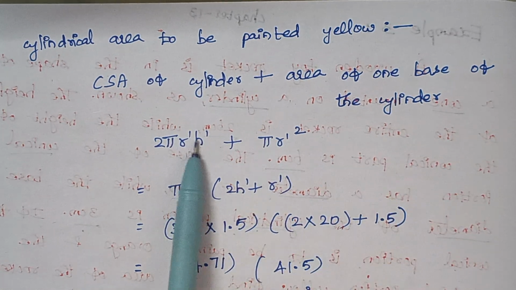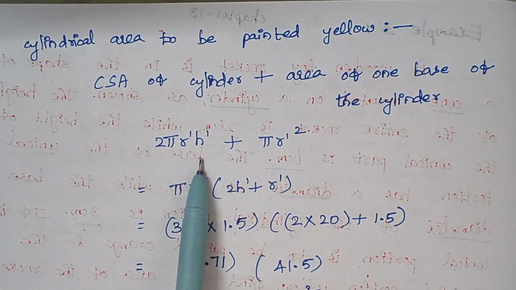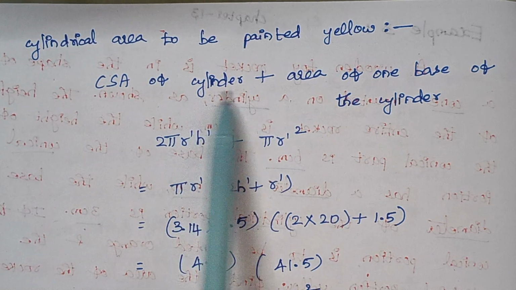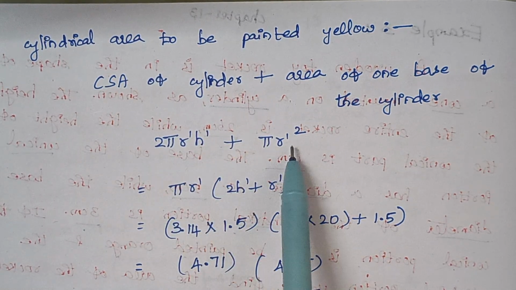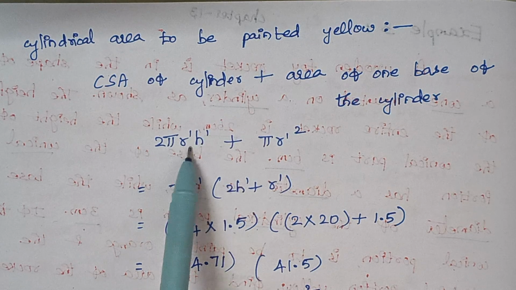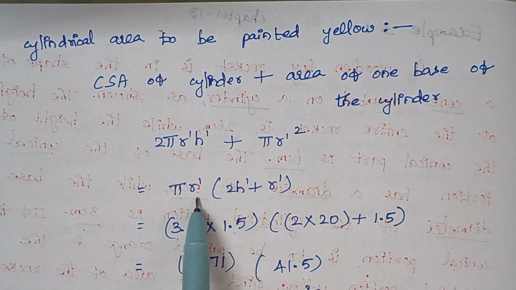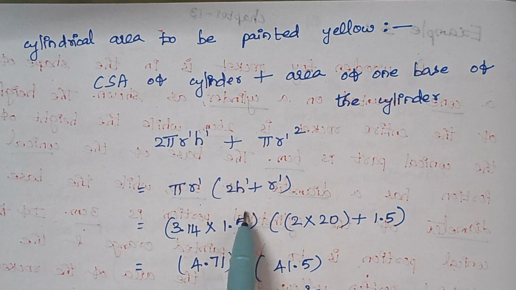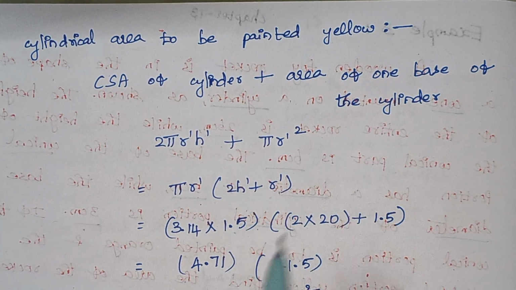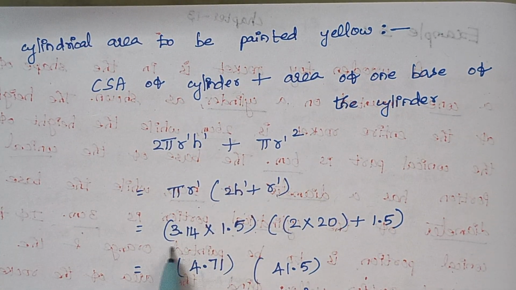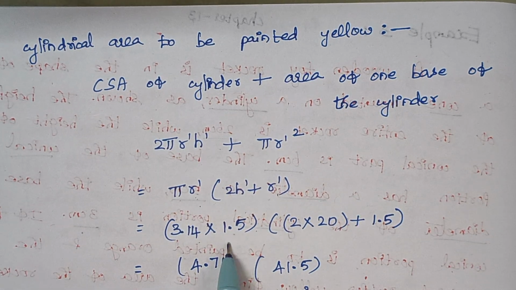So what is the formula? So here it is 2 pi r dash h dash, because we are discussing cylinder, so it is dash, plus pi r dash square. Again here pi r dash is common, so when you take, the remaining terms are 2h dash here and here r dash, right? So the value of pi is 3.14 and r dash is 1.5.